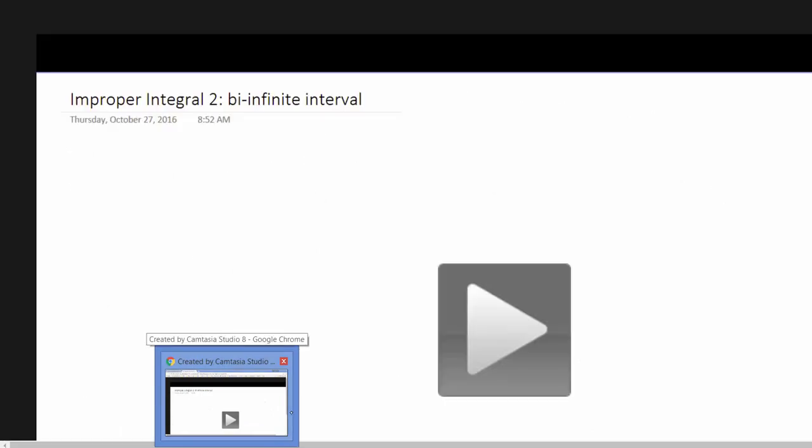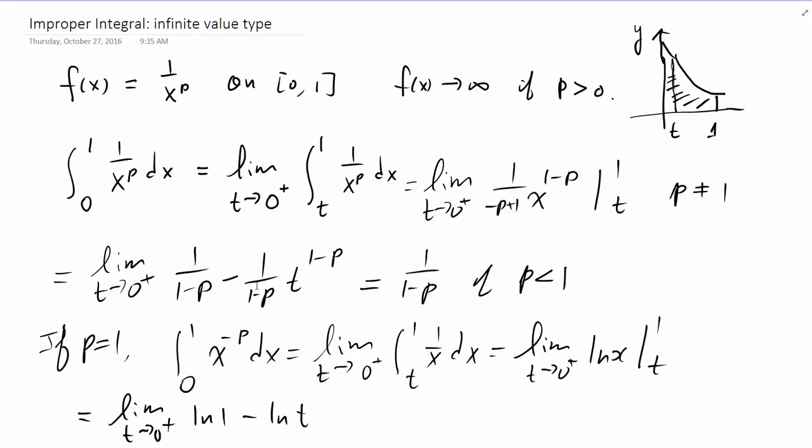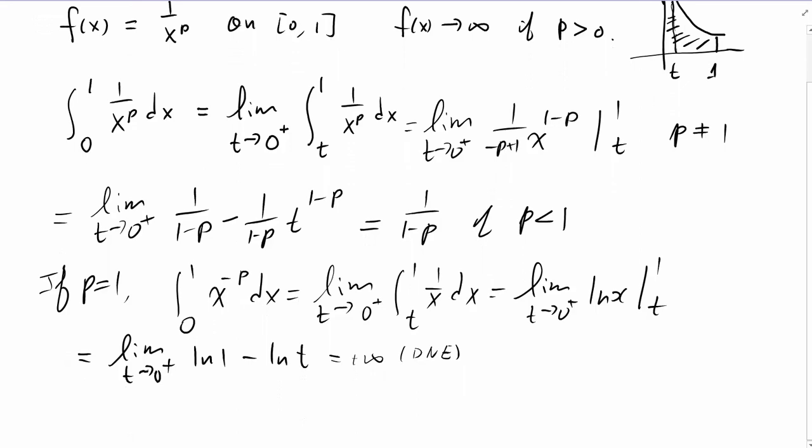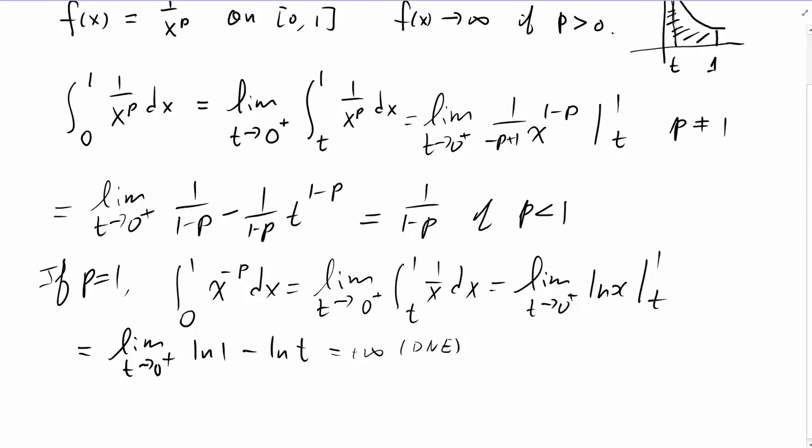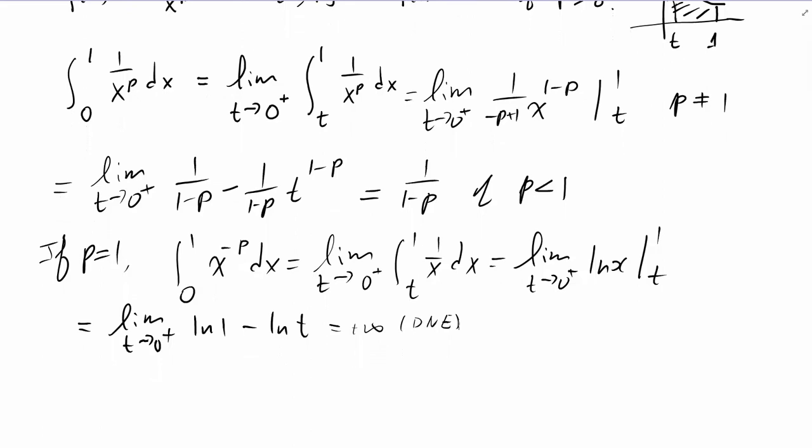Of course, we know that when t is going to 0, log t goes to negative infinity. So this one is positive infinity. That means it does not exist. And that's the important improper integral of 1 over x to the power p. Somehow we remember these results: if p is less than 1, it is convergent. If p is greater than or equal to 1, it is divergent.